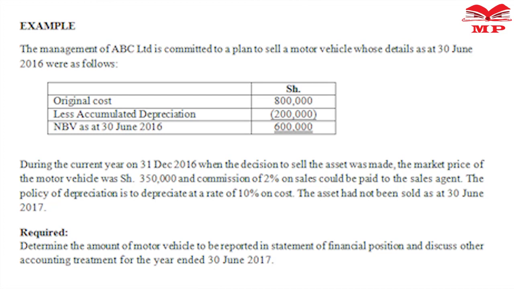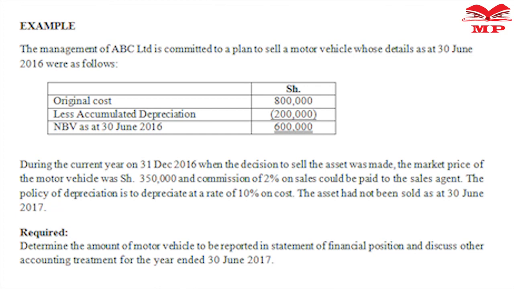The policy of depreciation is to depreciate at a rate of 10% on cost. The asset had not been sold as of 30 June 2017. Required: determine the amount of the motor vehicle to be reported in the statement of financial position and discuss other accounting treatment for the year ended 30 June 2017. Now from the required, it means that our financial year begins on 1st July and ends on 30 June of the subsequent year. So our current financial year must have started on 1st July 2016 and ends on 30 June 2017.